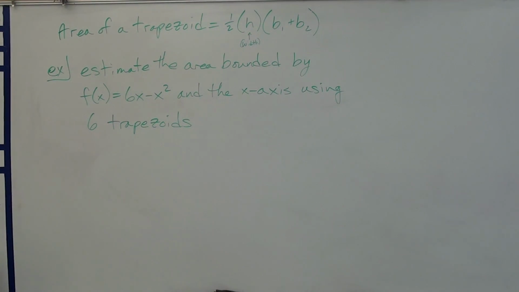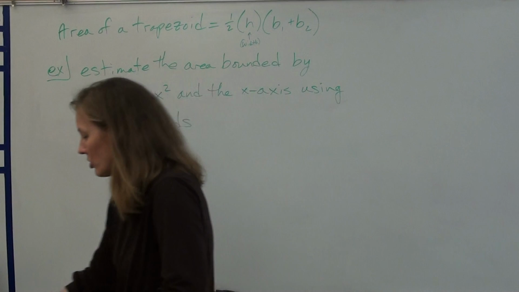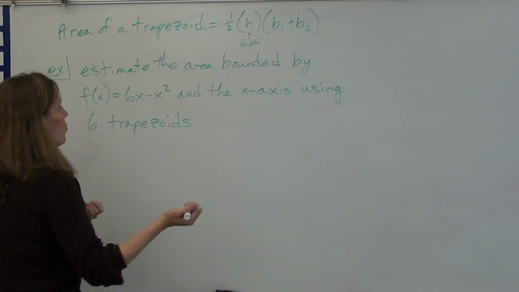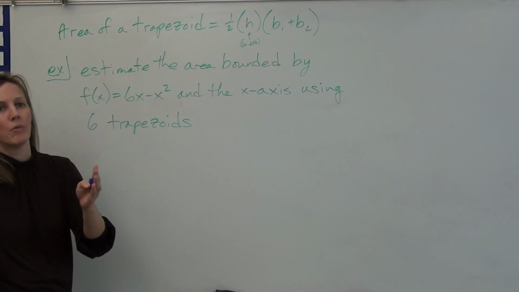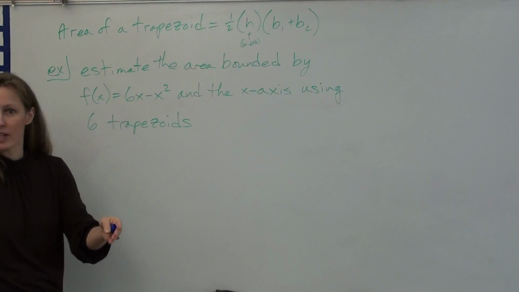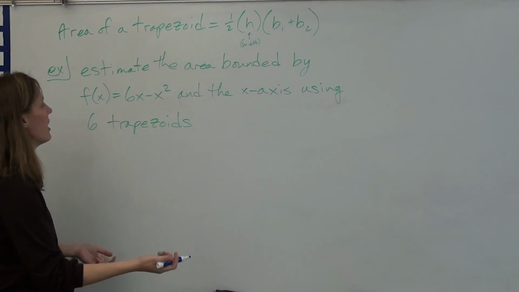One of the dilemmas of this example is, what did they not give us? Say I asked you to find the width. They didn't give us the left and right endpoints, right? They didn't give us lower and upper bounds. So when they don't give you limits for your function, you're going to have to find them yourself.